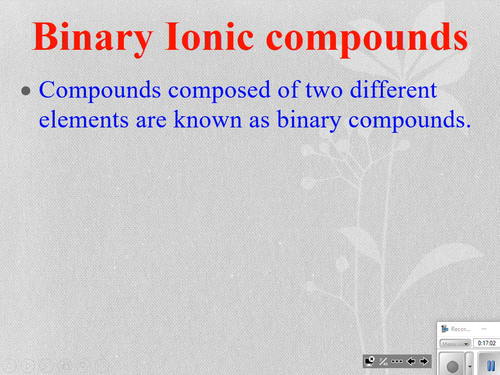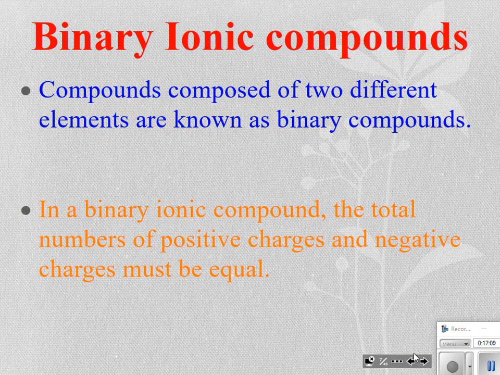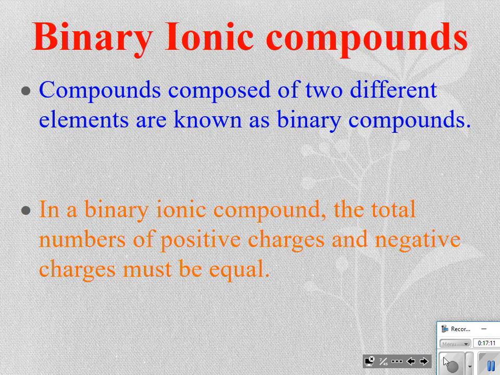Binary ionic compounds. Binary ionic compounds are simply, binary. Bi is 2. So a binary ionic compound is a compound that is composed of 2 different elements. The total number of positive charges and negative charges must be equal.